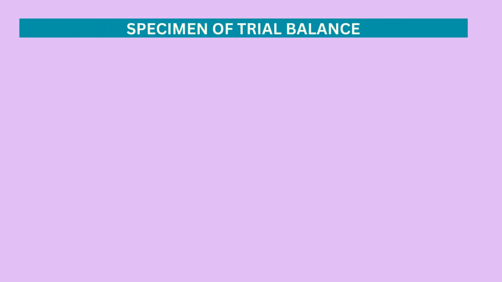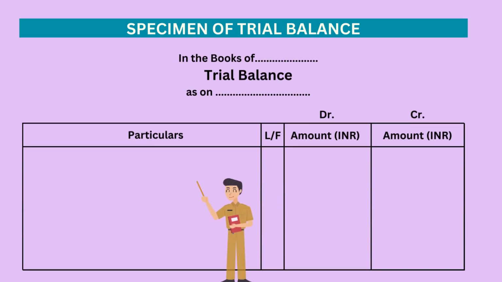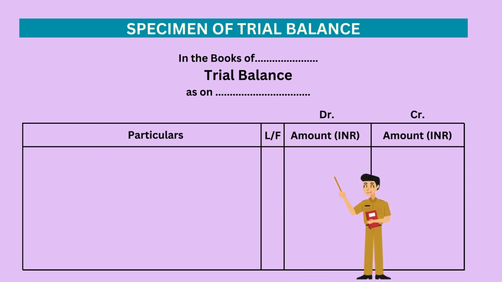At first, we shall have a look at the specimen of a trial balance. There are basically 4 columns. It starts with particulars, then LF, that is ledger folio, and thereafter amount, one for debit and another for credit.